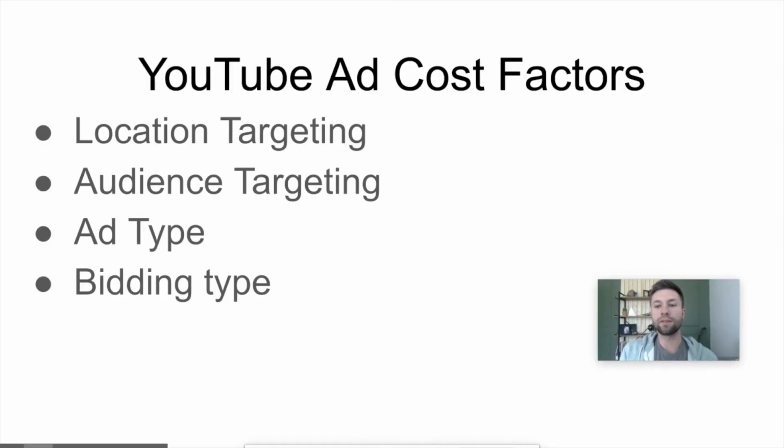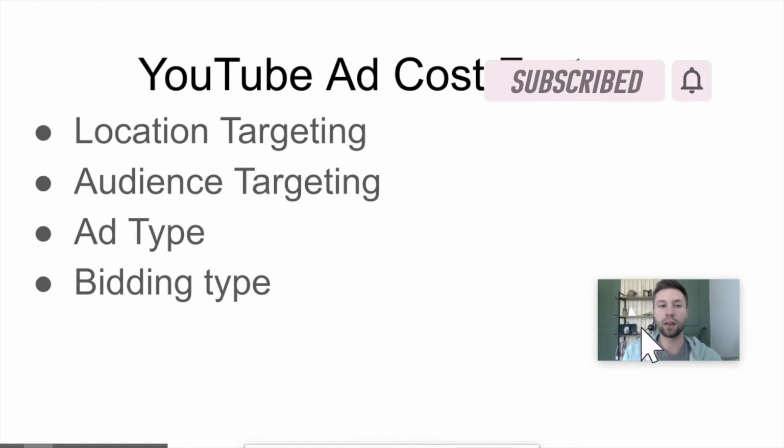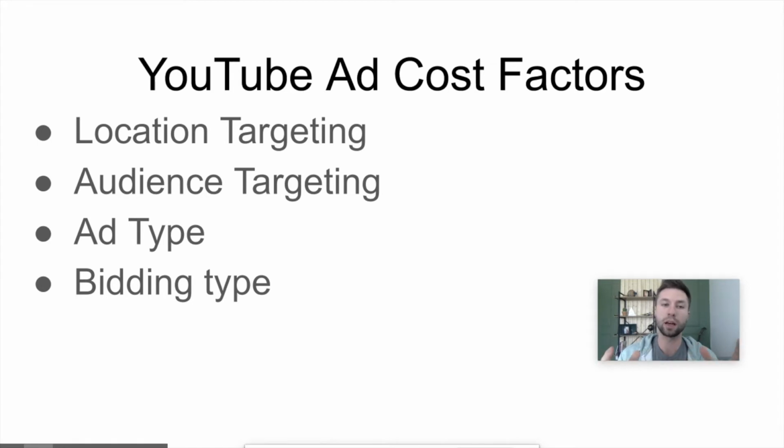And here are the factors that can affect the cost of your YouTube ad. The first one I think is very obvious: the location you're targeting. If you're targeting places that have a higher disposable income or different things like that, you're going to end up paying more per cost. If it's an area where more people are bidding or trying to get eyes viewing their ads, you're going to pay more for that specific location.